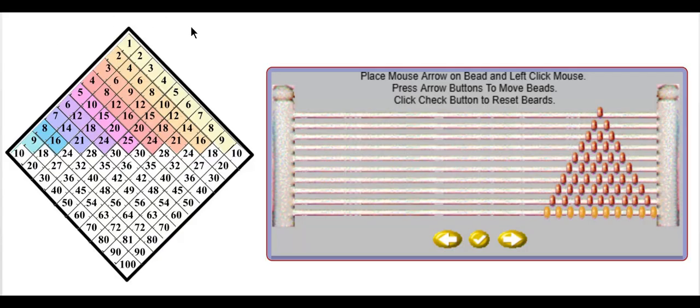Now, this triangular area here mirrors the triangle on the Pythabacus, with the colored squares mirroring the brown beads and the diagonal of white squares through the middle of the diamond mirroring the gold beads on the bottom of the Pythabacus.